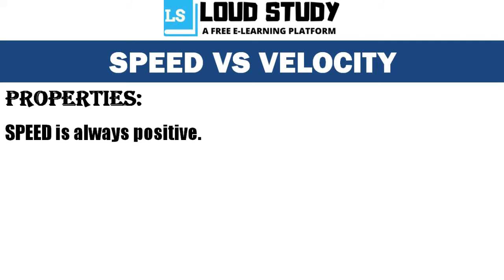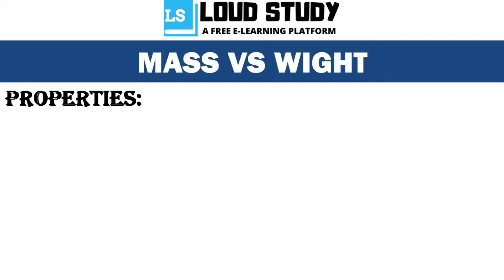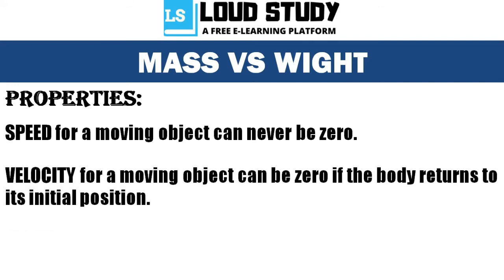Now coming to properties. Speed is always positive, but velocity can be positive or negative. Coming to the second property, speed for a moving object can never be zero, but velocity for a moving object can be zero if the body returns to its initial position. For this, wait, at last I have given one example to explain this scenario, how it can be zero and what is initial and final position.